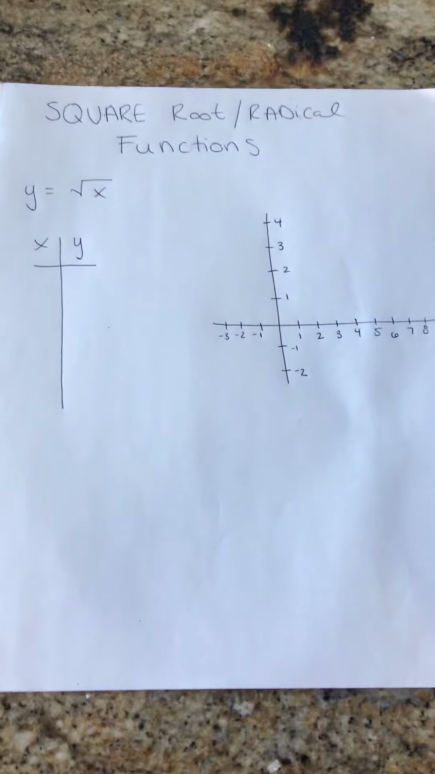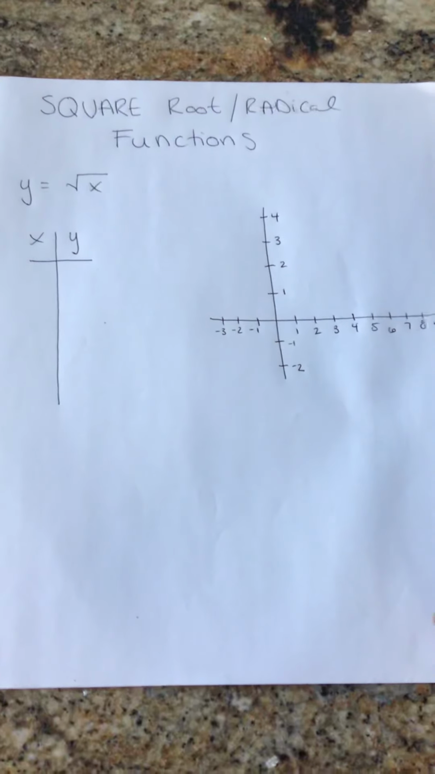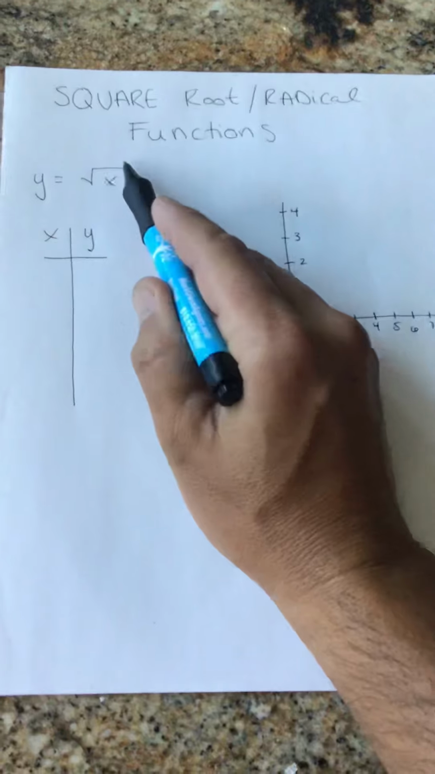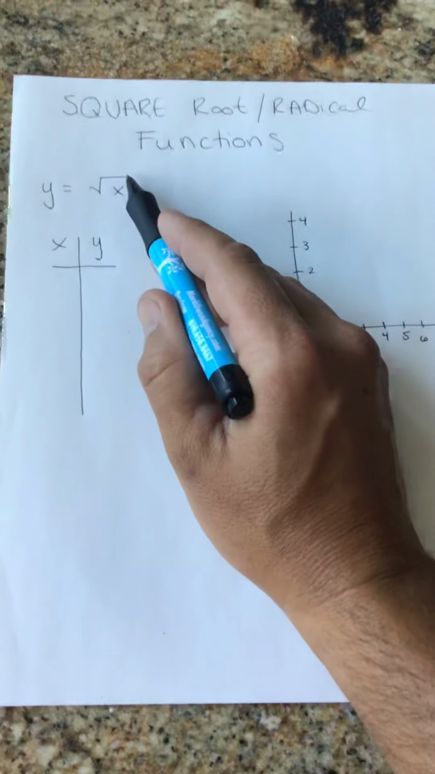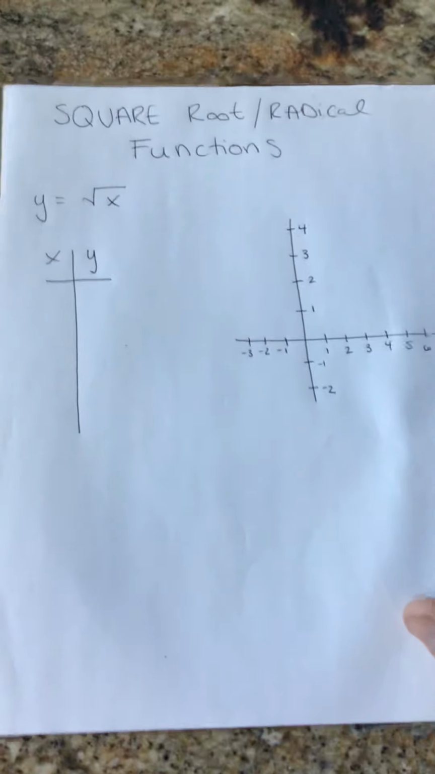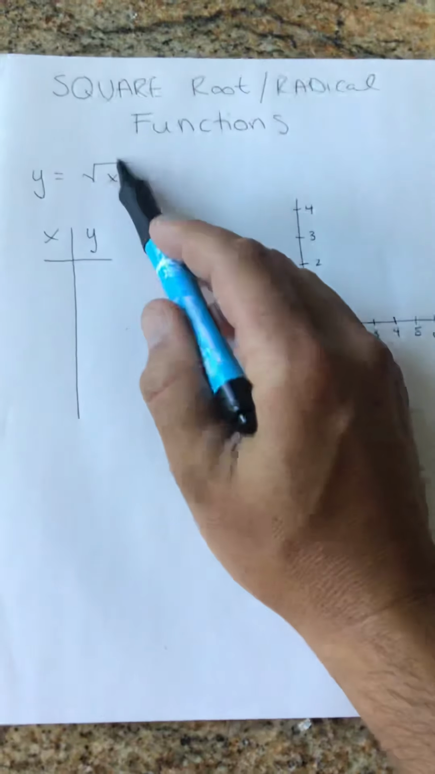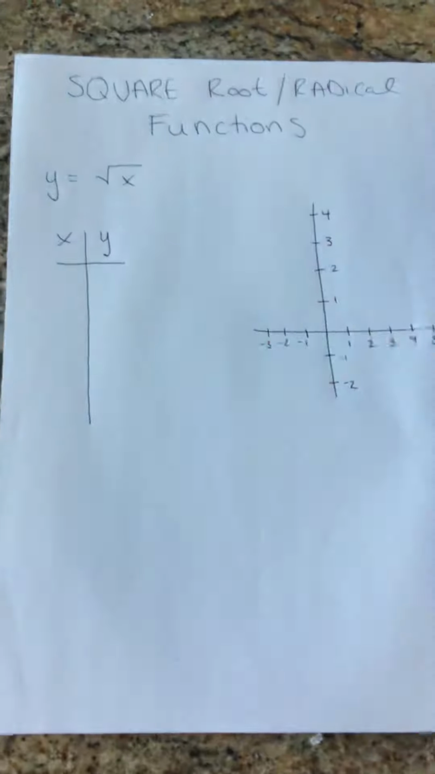In this video, I want to talk to you about square root functions, or what are sometimes referred to as radical functions. The key for a radical function is that you'll see this square root symbol. Now there's also things like cube roots and fourth roots and fifth roots, but for this lesson we're just going to focus on square roots. And so you've got a square root symbol, and then underneath it is x.